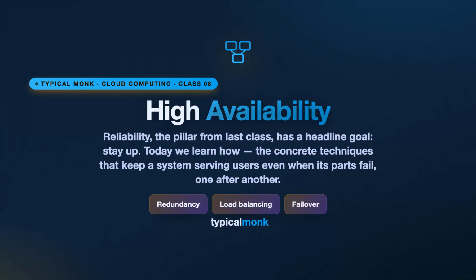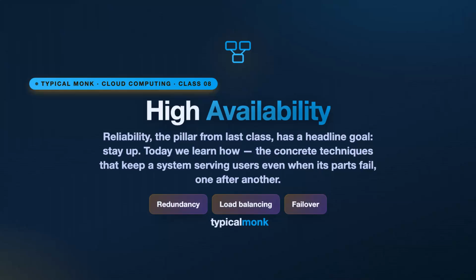That property has a name, high availability, often shortened to HA, and it is one of the most important things a cloud architect designs for. Here is the mindset shift that makes it click. In the cloud, at scale, failure is not an exceptional event, it is a constant.